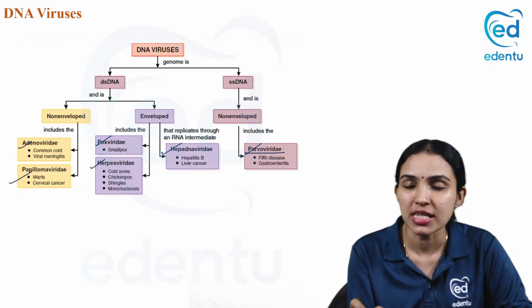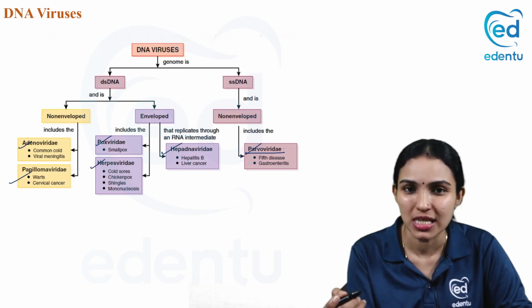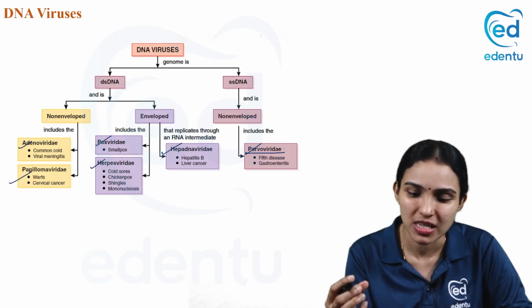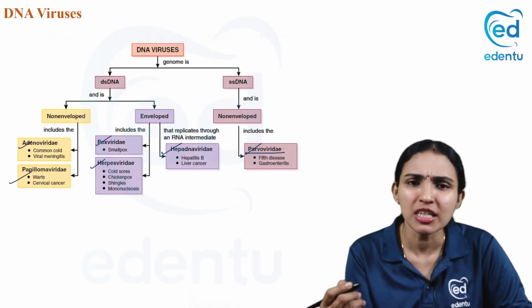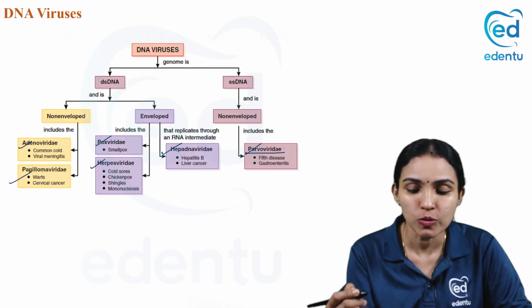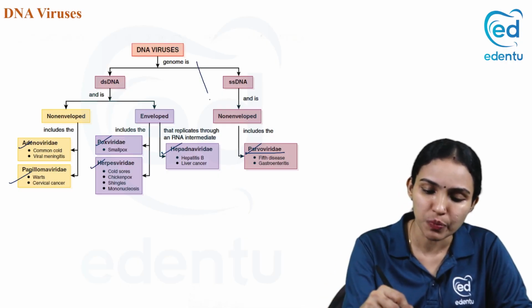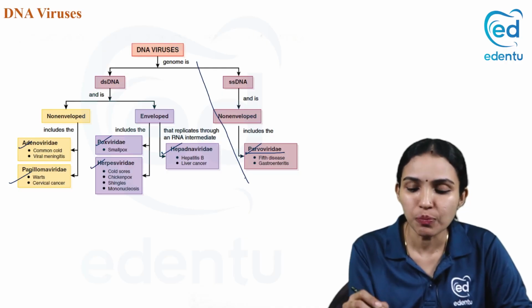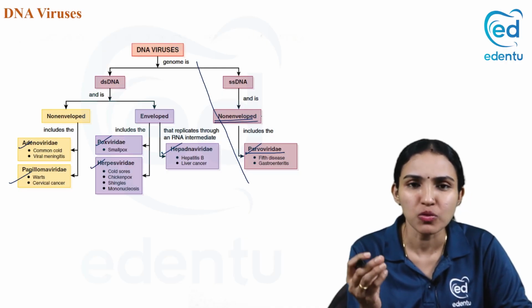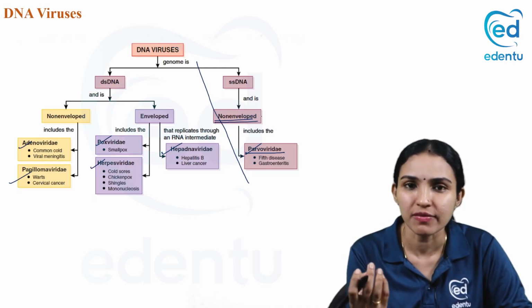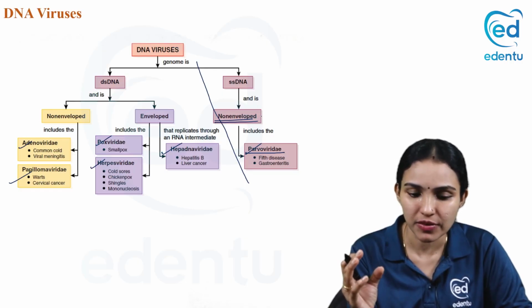Actually, parvovirus causes a disease called fifth disease. It occurs in small children, leading to rashes over the face. So it's called fifth disease, and sometimes it can cause gastroenteritis also. So that comes under this part, the single-stranded DNA, and parvovirus is non-enveloped. So parvo is a very small virus. It doesn't have any envelope, and it is a single-stranded DNA virus.